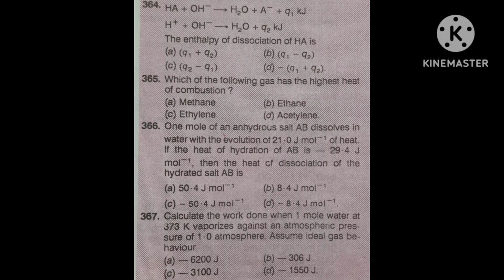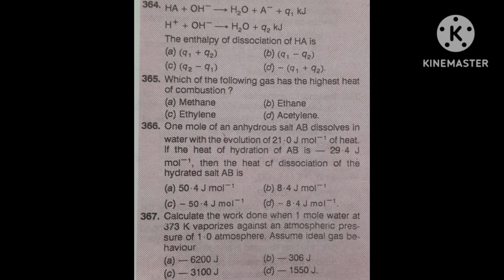Why? Now I am telling you. Larger the number of carbon and hydrogen atoms, greater is the heat of combustion. Simple way. Now you see, in methane only one carbon and 4 hydrogen are there. Correct? Total 5.